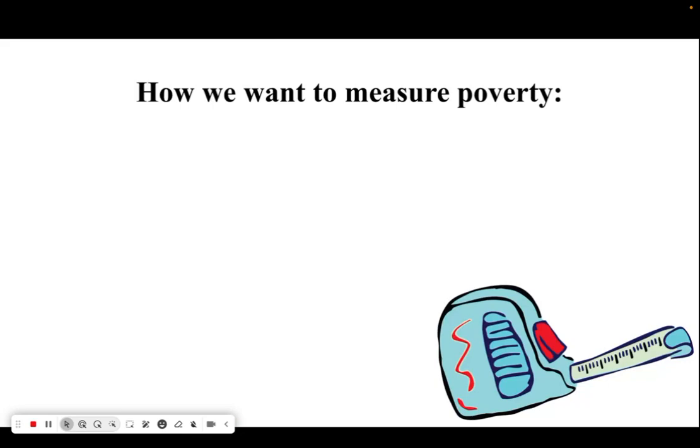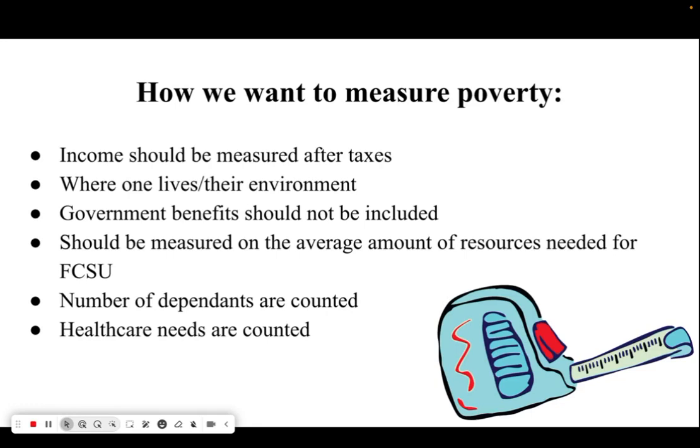So, how we want to measure poverty. We believe that income should be measured after taxes, where one lives or their environment. We also believe that government benefits should not be included in measuring poverty, and it should be measured on the average amount of resources needed for food, clothing, shelter, and utilities. We believe number of dependents are counted, and healthcare needs are counted as well.